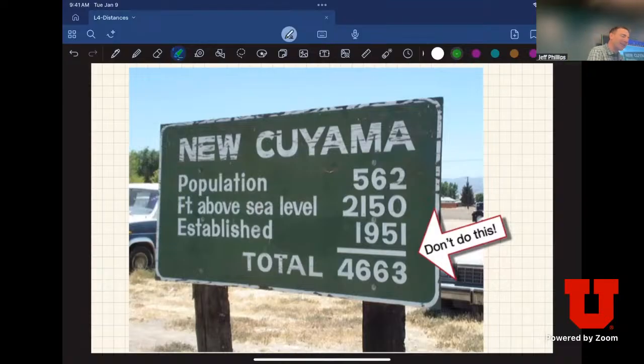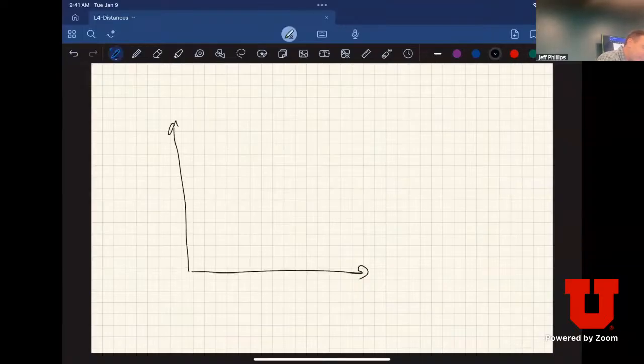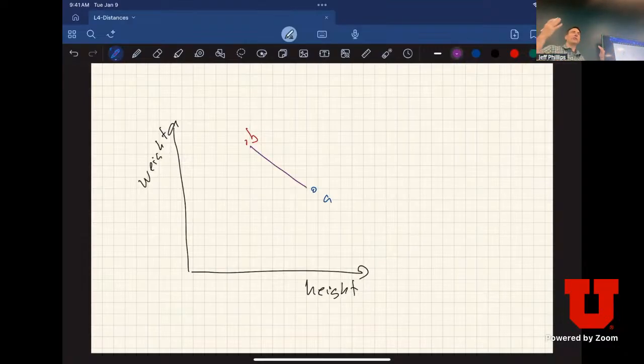The reason I tell you not to do this is because there's something that happens in data mining all the time. I'm going to plot some people here. This is person A, this is person B. What do these coordinates mean? Well, this is the height of the person, and this is the weight of the person. And now I'm going to say, well, I'm going to use the straight line distance between them to understand how similar these people are.